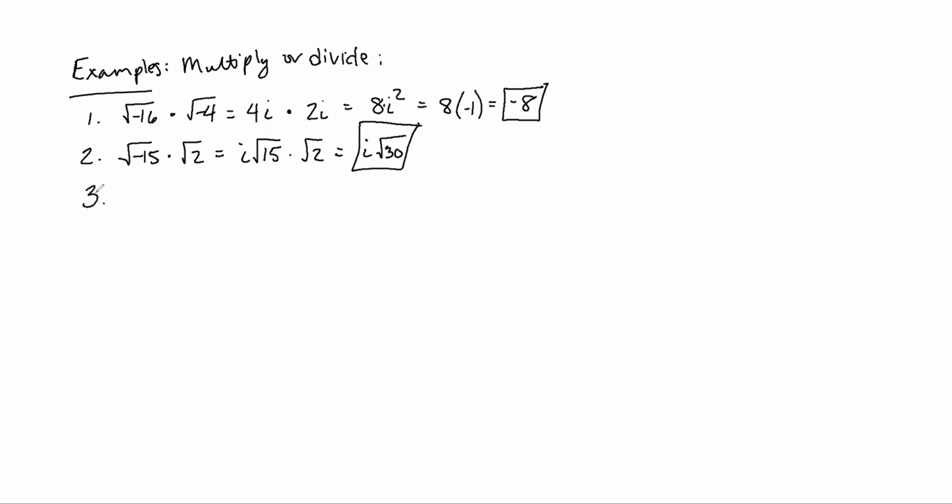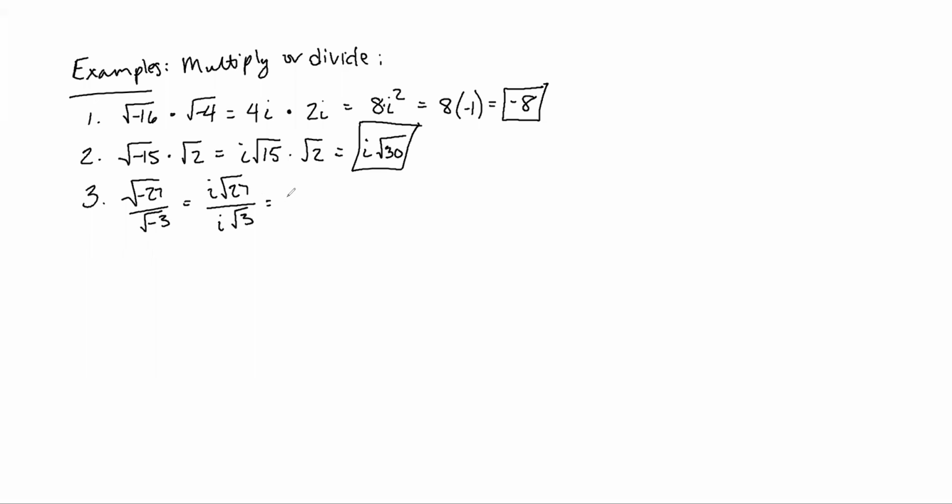All right, number 3, let's do a quotient. The square root of negative 27 over the square root of negative 3. Again, let's change these to i's first because we have negatives under the radicals. First thing I'll do is take out the i in each. Then we could simplify this down, but I'm actually going to wait until the end here.